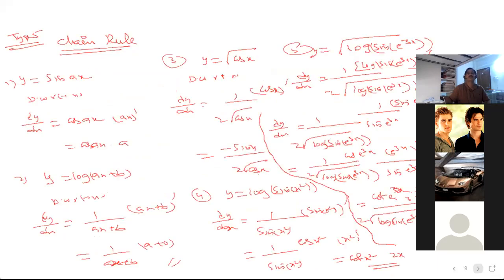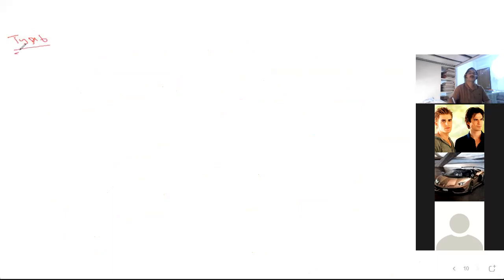Okay. Now this is what type? Type 6, sir. Done. Right. Type 6, you have to be careful. Type 6 is what? You have to be careful.